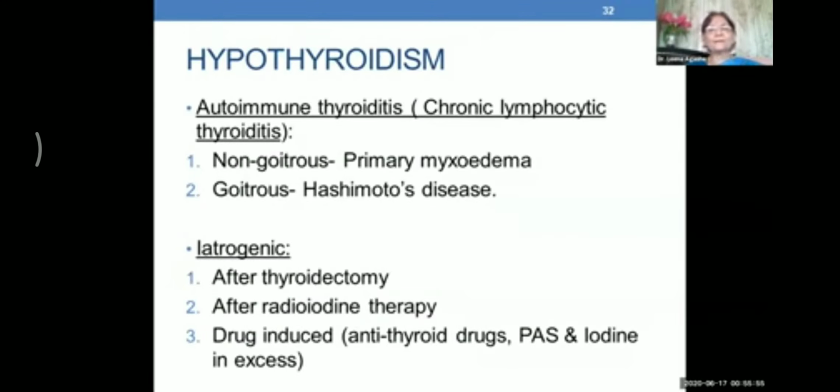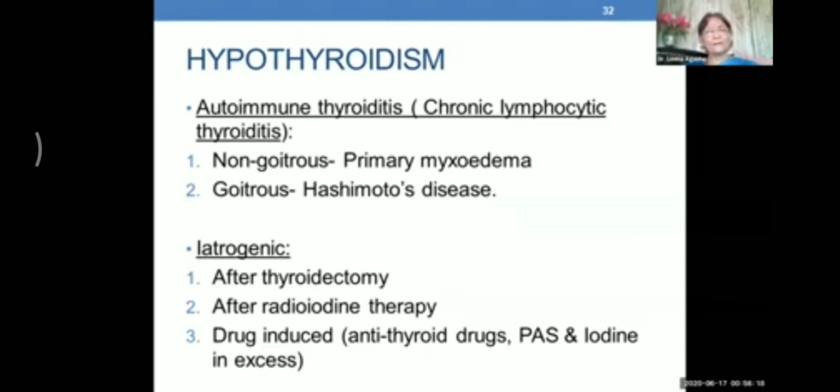Autoimmune thyroiditis is divided into two types. One is non-goitrous, which is called primary myxedema. It is definitely a very severe variety of thyroid hypofunction. Second is goitrous hypothyroidism due to autoimmune diseases. The example is Hashimoto's disease.